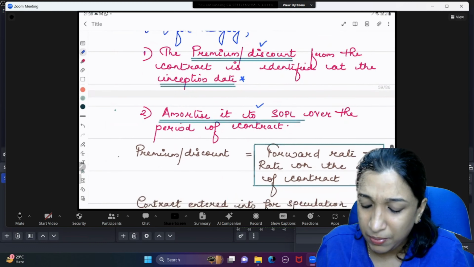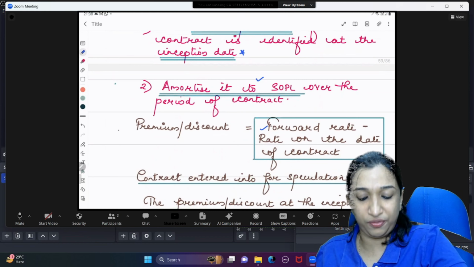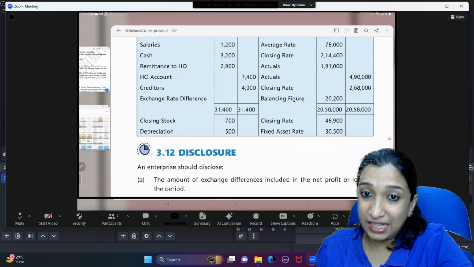So what is this premium or discount? Forward rate minus rate on the date of contract. It's not clear to me. Okay, then we'll try a question.